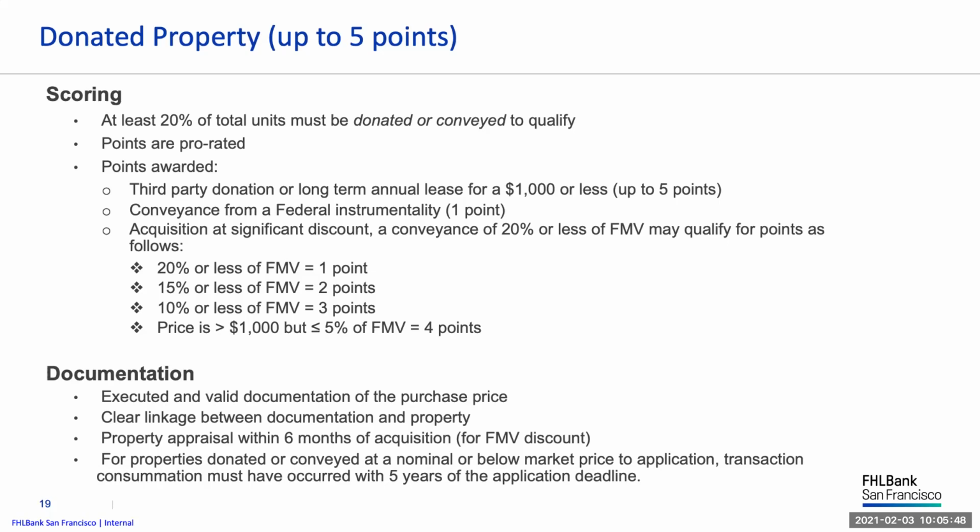Under the donated or conveyed property section of the application, you must enter the number of units that apply to each situation. If none of the situations apply, you must enter 0. In the last competition, one of the 50 approved applications received points in this category.